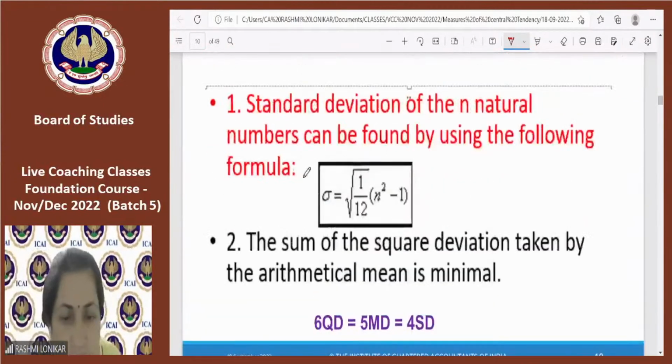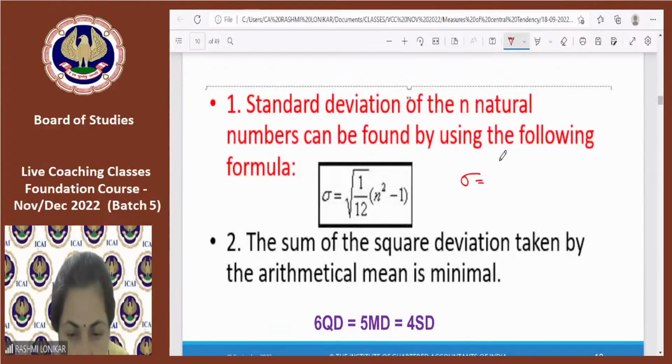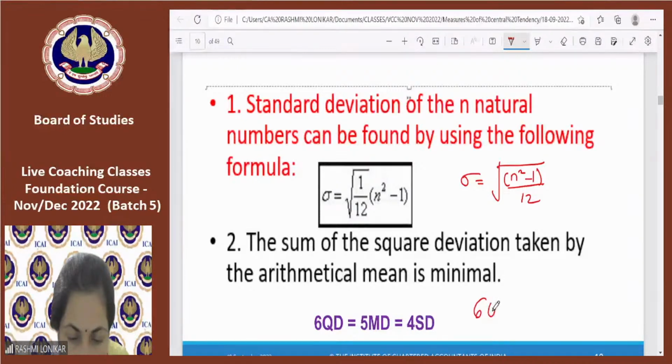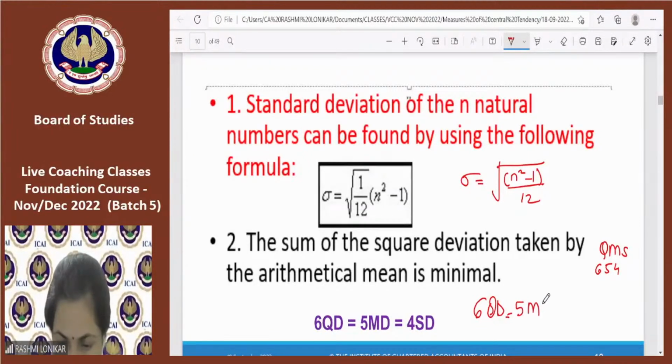Also remember that standard deviation of n natural numbers is given by square root of n square minus 1 upon 12. So using this, they may ask you to find the value of n. And then you have this empirical relation: 6 times QD, which is 6 by 4. Quartile deviation is equal to 5 times mean deviation is equal to 4 times standard deviation.